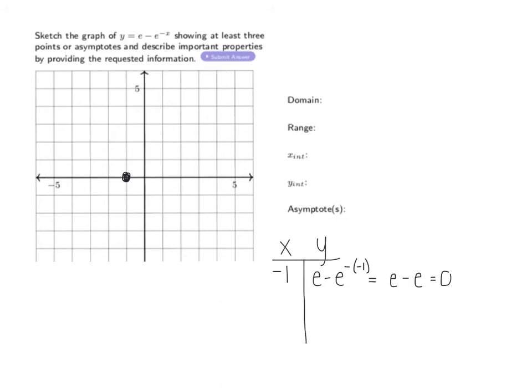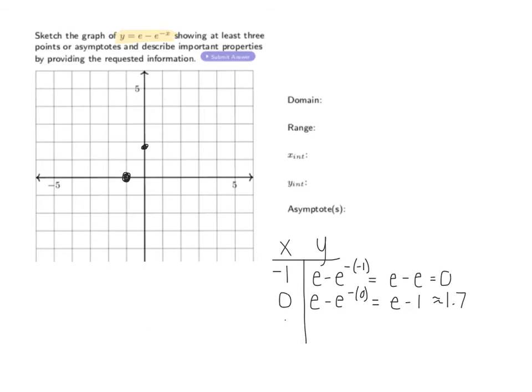What if I plug in 0? Again, I go right back to the equation at the beginning, and I'm just plugging in 0 for x. So I'd have e minus e to the -0. Anything raised to the 0 power is 1. So you get actually the term e minus 1. Using our approximation, this is going to be about 1.7. So 0, 1.7. Okay, I can possibly see this curve.